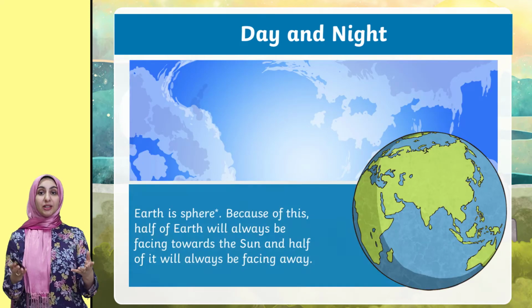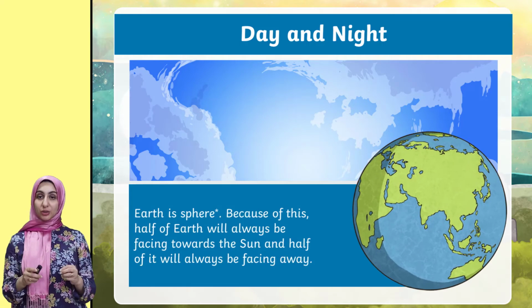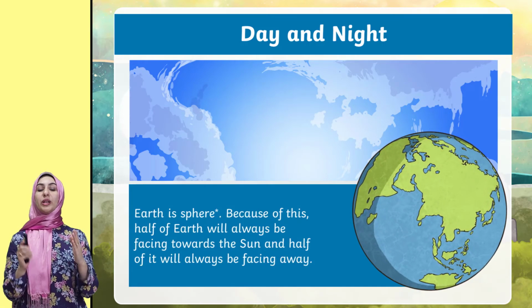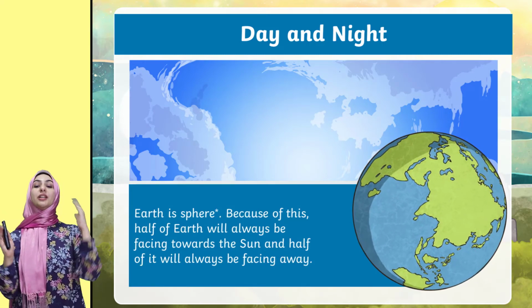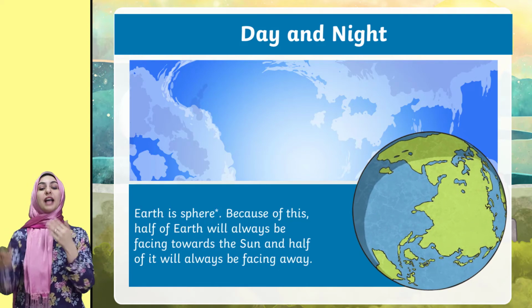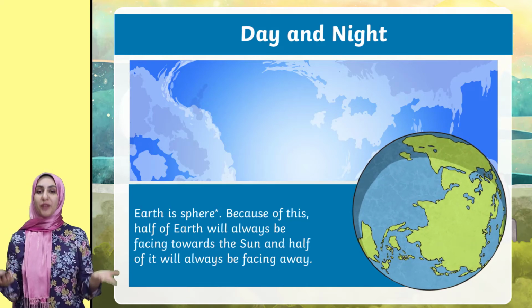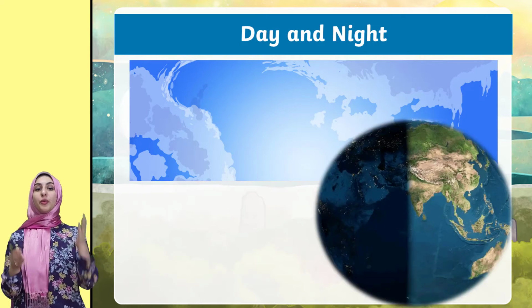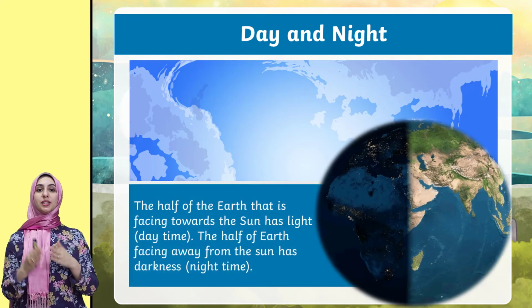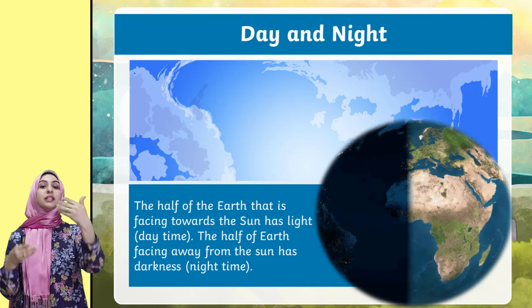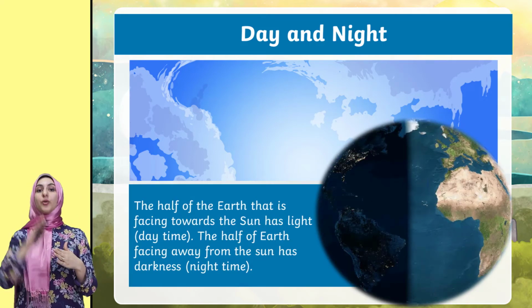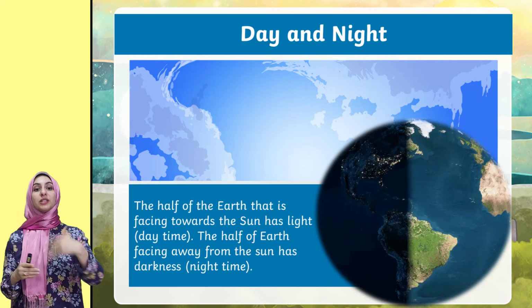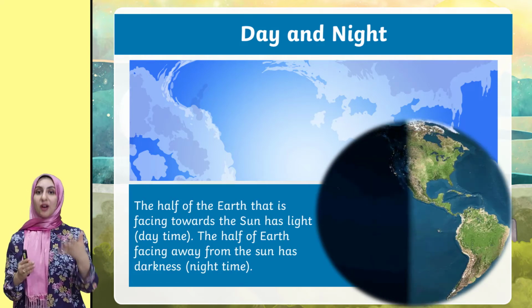Okay, the Earth is a sphere. Because of this, half of the Earth will always be facing towards the sun, and the other half will always be facing away from the sun. So, the half of the Earth that is facing towards the sun has daytime, and the half of the Earth facing away from the sun has darkness or nighttime.